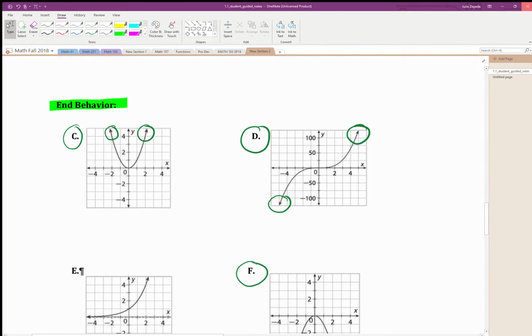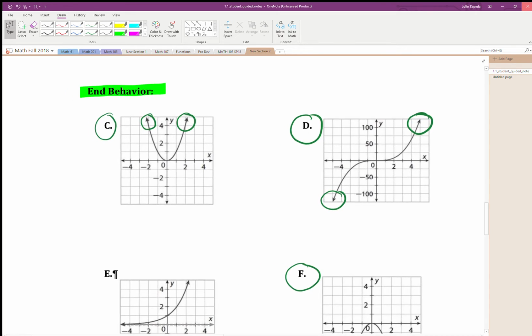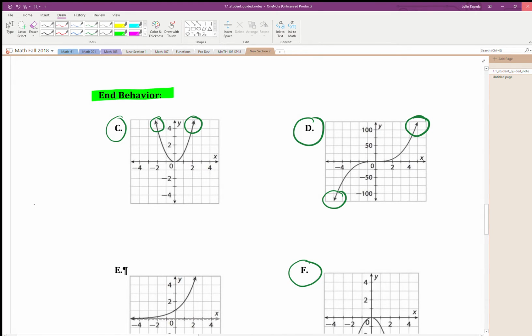Okay, so that's end behavior, but just like we did for domain and range, there's a notation that we use to describe the end behavior. When you're doing your notation for end behavior, you need to first describe the end behavior on the left, and then you need to describe it on the right.